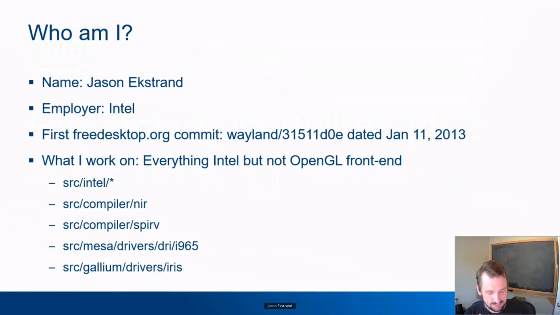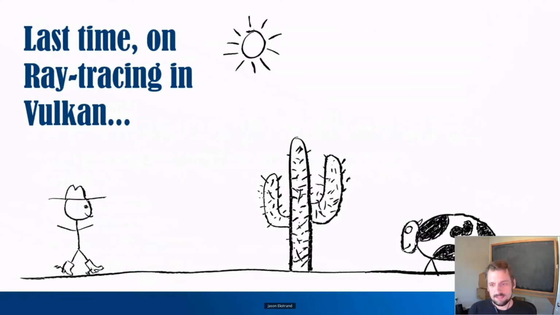So last XDC, I gave a talk on ray tracing in Vulkan. I am not going to rehash everything in that talk. So if you are confused, feel free to go back to last year's and watch that talk, and hopefully that will help give you some of the background. I'm going to try to hit the major points, but I'm not going to go into detail about what ray tracing is or all of the details about how Vulkan exposed it. That was last year's talk. This year's talk is about how we go about implementing that in an actual driver. So without further ado, let's get started.